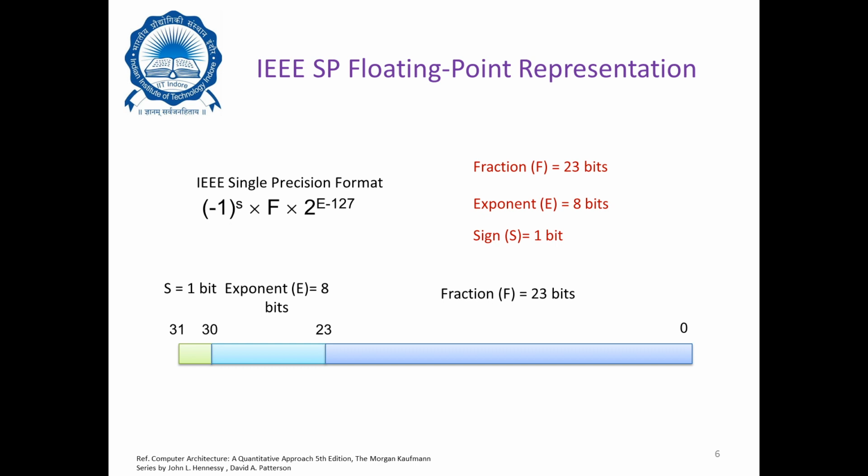One bit is for the sign bit, represented in green. Sky blue is for the exponent field, which is 8 bits, and then you have 23 bits in light blue for the fraction. So in total it makes up 32 bits for the IEEE single precision floating point representation.